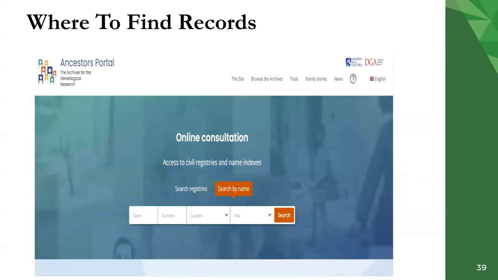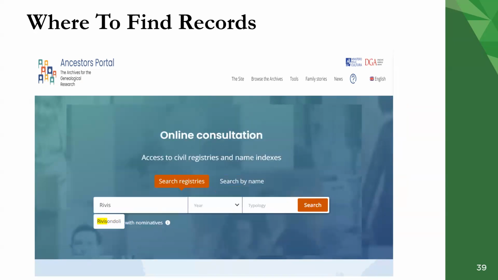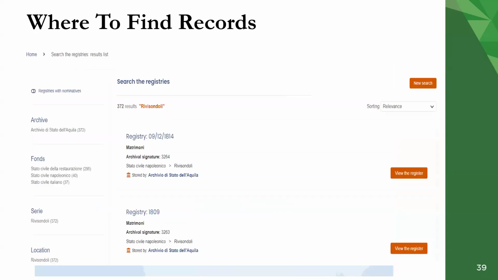Now, this is the Ancestors portal for the National Archives of Italy, okay? You can search by name, or you can search the registries. I usually want to go in through the town area and narrow it down from there, because it just makes it easier for me, but you can always do it by the surname. So let's say, for example, Rivasandoli, you can start typing that in. It will do a drop down. You can click on that, and then you will get a listing.